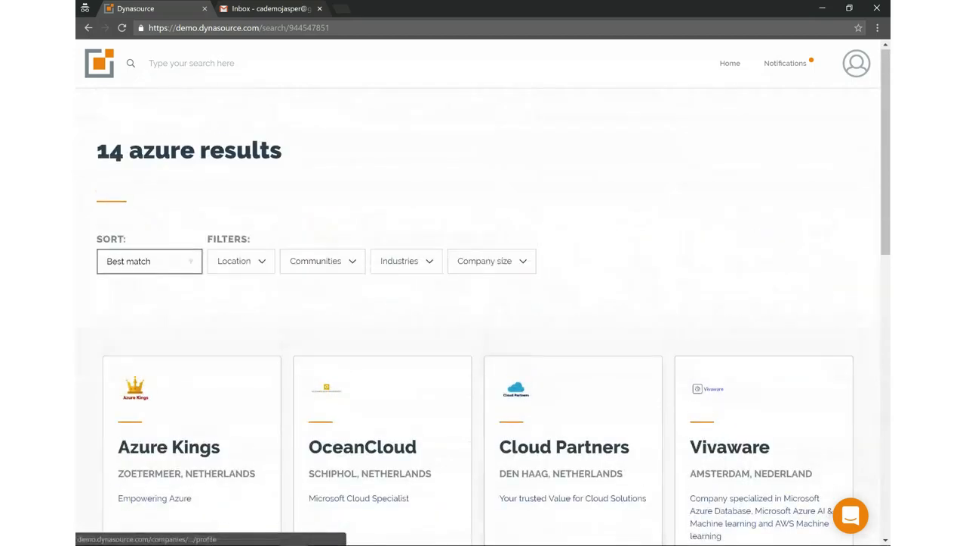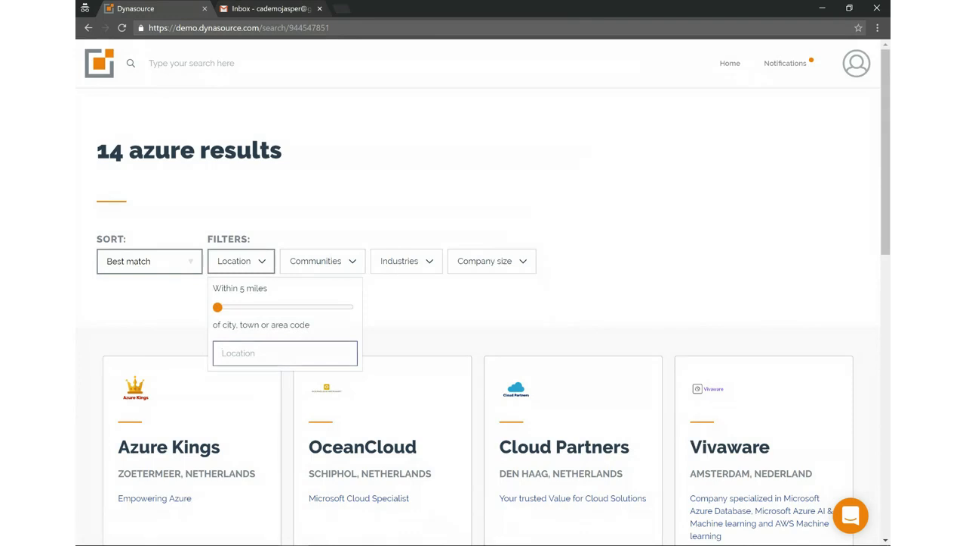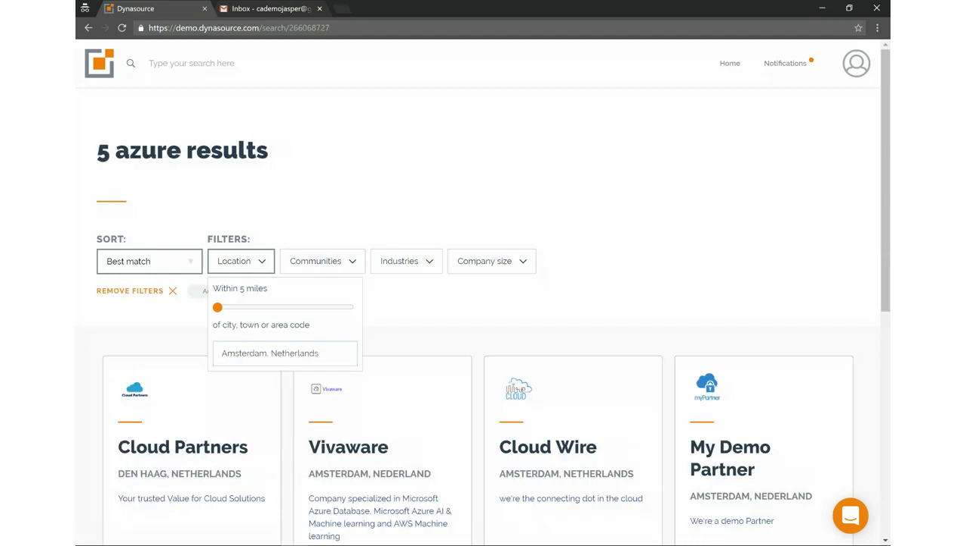I think that's a little bit too much, so I want to filter those results. I can do so by location, the community that they're in, the industries that they have knowledge in, and the size of the company. For today, I'll just filter on location. I'm sitting in Amsterdam right now, so we'll use that location, with a radius of 5 miles. And 5 companies remain, of which, as you can see, my demo partner is one.